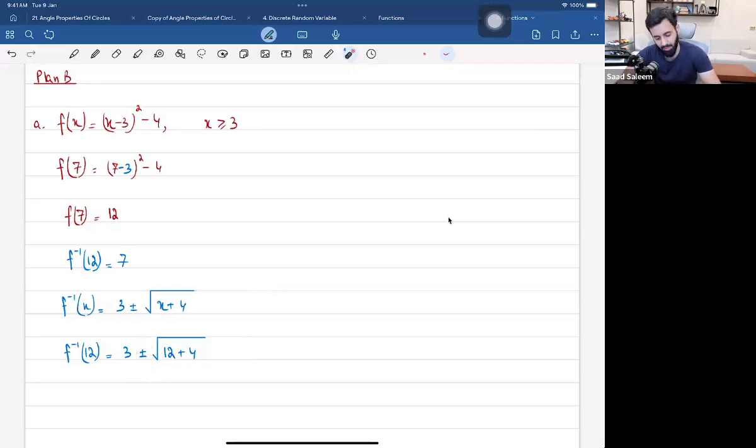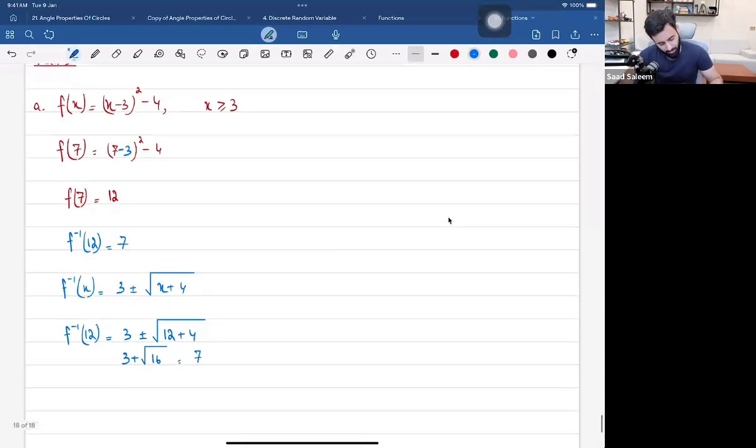That's correct. Because if I take the positive square root, then what happens? We get basically 7. So that means we will take the positive square root of 16, and in that case, it's equal to 7. Okay, so the final answer, when we're writing down the inverse function, is going to be 3 plus square root of x plus 4.